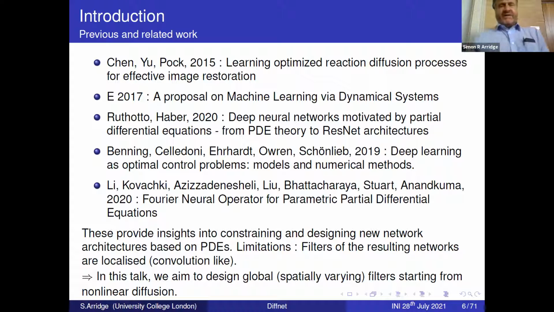All of these have the common theme of designing networks based on PDEs. To some extent, the filters are localized because of convolution, although of course that can include multi-scale aspects as well. But what we were thinking about was designing global spatially varying filters, taking nonlinear diffusion as a starting point.